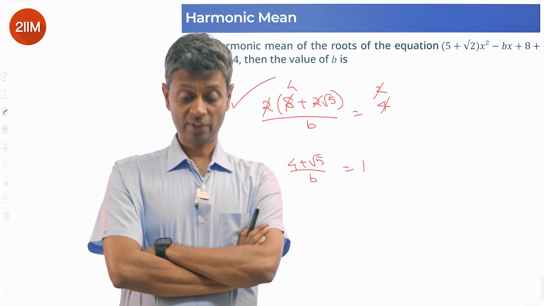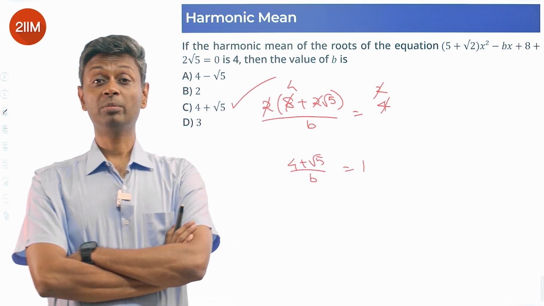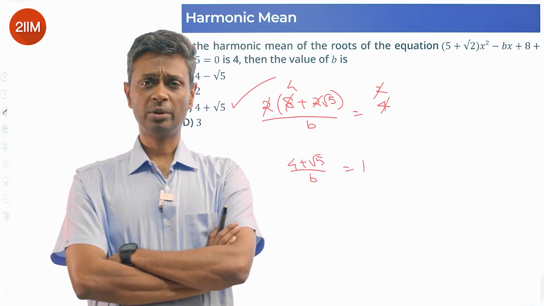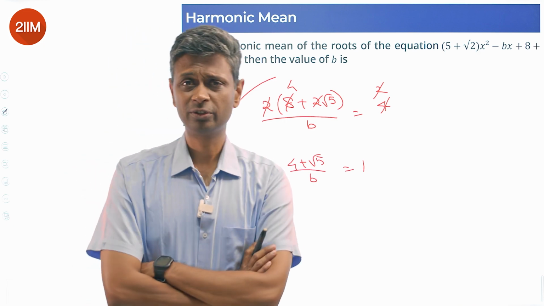b is equal to 4 plus root 5. We know roots are alpha and beta. We know alpha plus beta is minus b by a, alpha beta is c by a. Harmonic mean is 2 alpha beta by alpha plus beta. Plug it in, simplify, we've got it free.